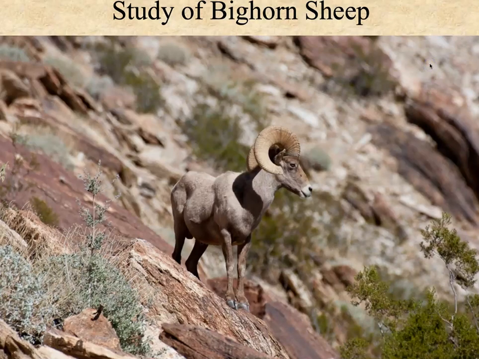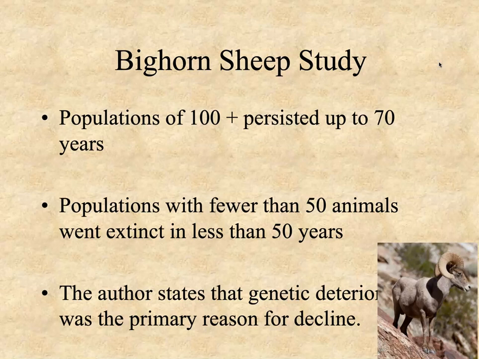Some of this data comes from a study that was done on bighorn sheep. You're actually going to be reading the article on this study. And to summarize what the study found, populations of 100 plus bighorn sheep persisted up to about 70 years. If the populations had fewer than 50 animals, they went extinct in less than 50 years. And the author states that genetic deterioration was the primary reason for the decline of the small population.